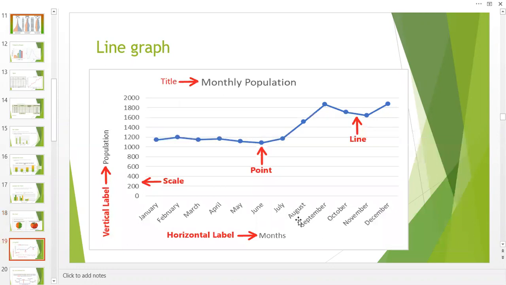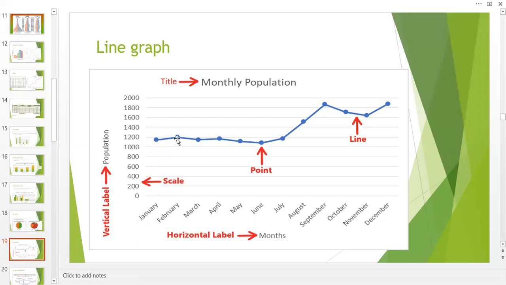Now coming to the line graph. A line graph shows information about changes over time. On the x-axis, we take time, which can be months, years, or days. On the vertical axis, we can take the number of cases, population, or any information which is being plotted, and we plot the points. Now these are called the points.